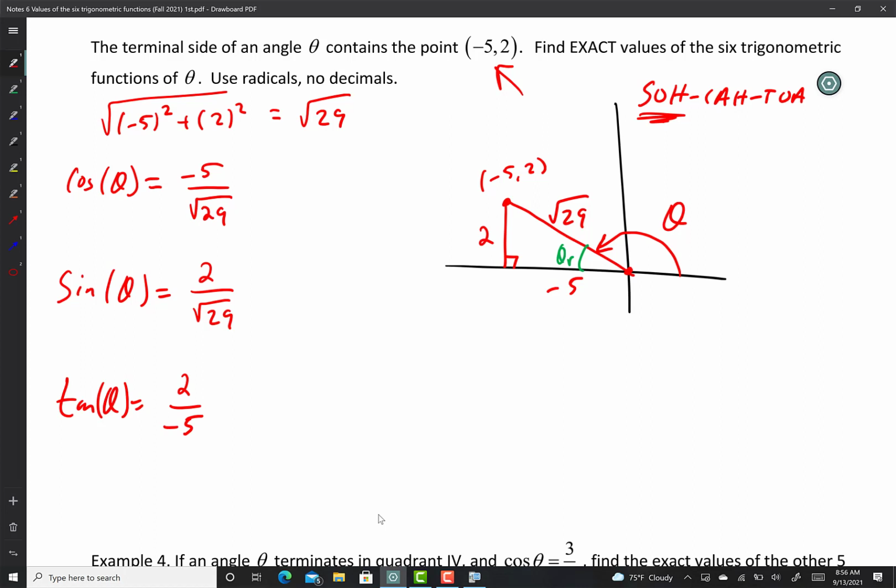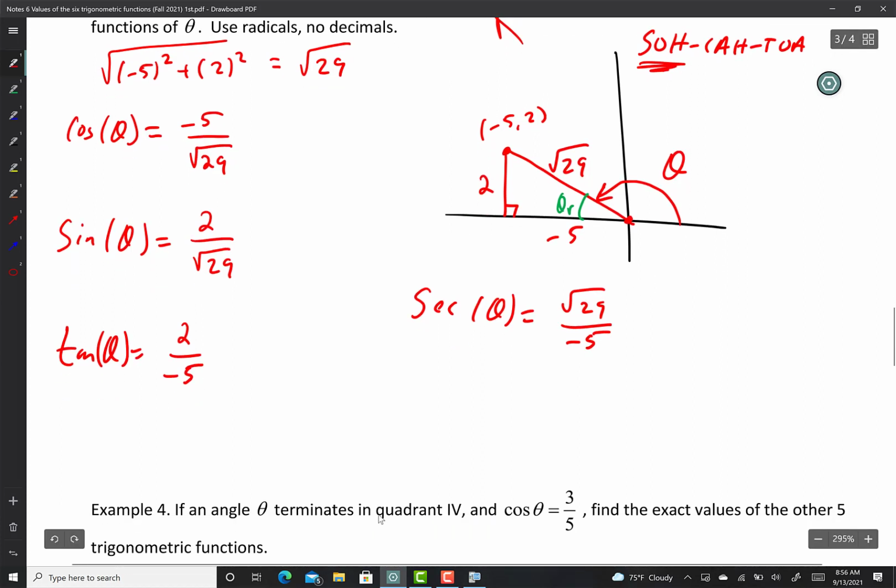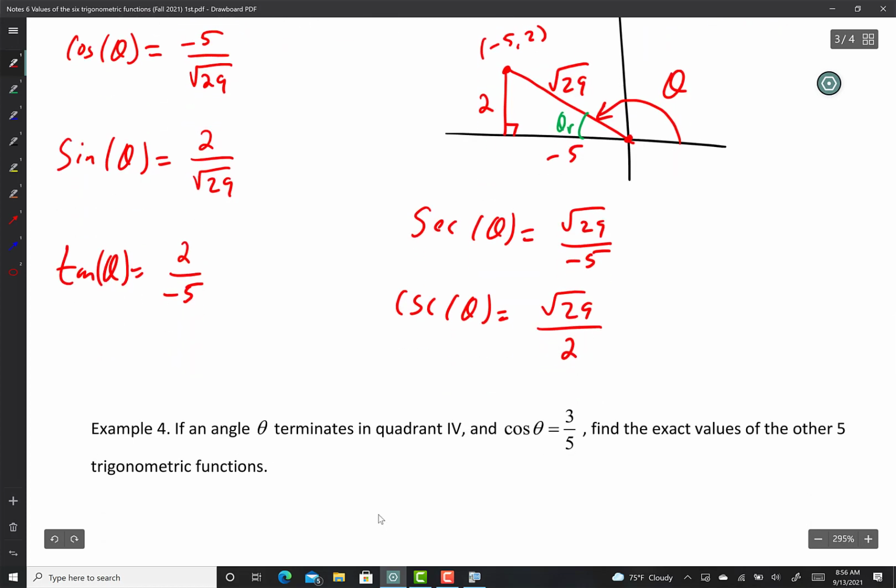The reciprocal of cosine is secant. So I'm going to write secant of that angle: square root of 29 over -5. If you want to put the negative in the front, that's fine. Cosecant of this angle, square root of 29 over 2. And cotangent of this angle, negative 5 over 2.